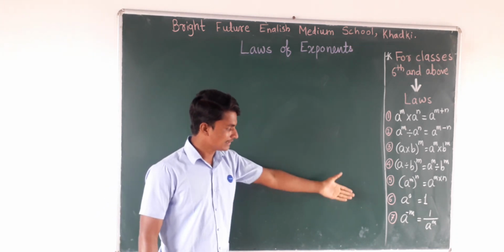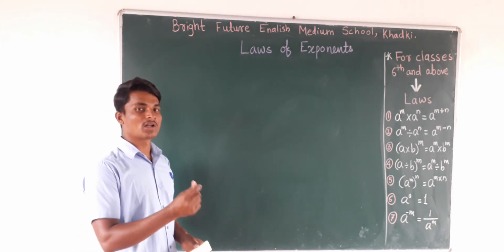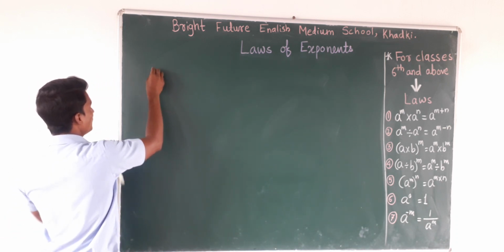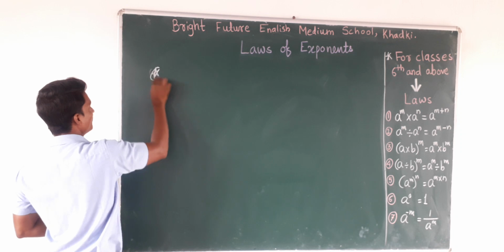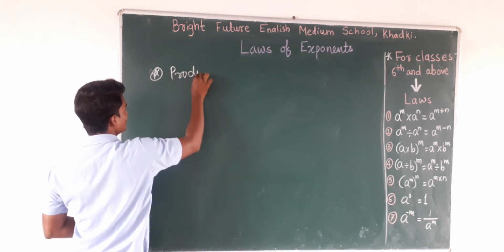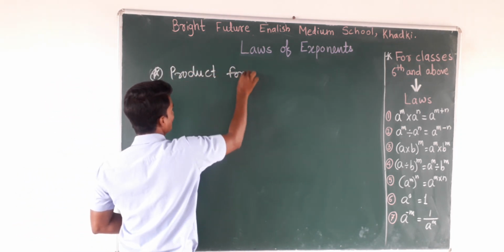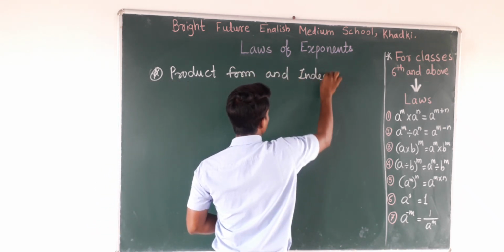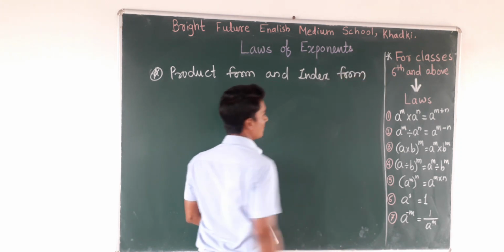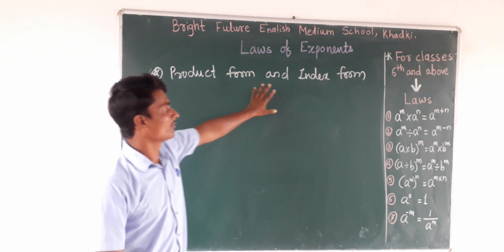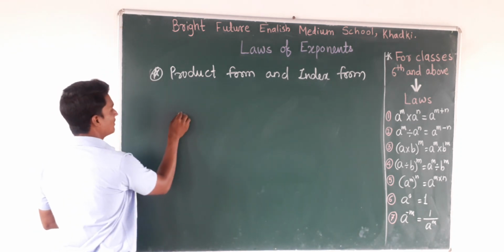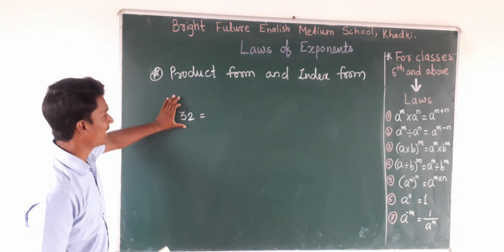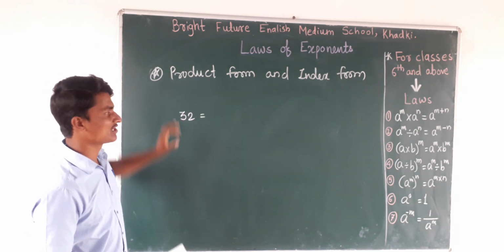But before we see these 7 rules, we have to understand product form and index form. We will first see what is meant by the product form and what is the index form. Suppose we take a number 32, and as you know, we can find the prime factors of this 32.